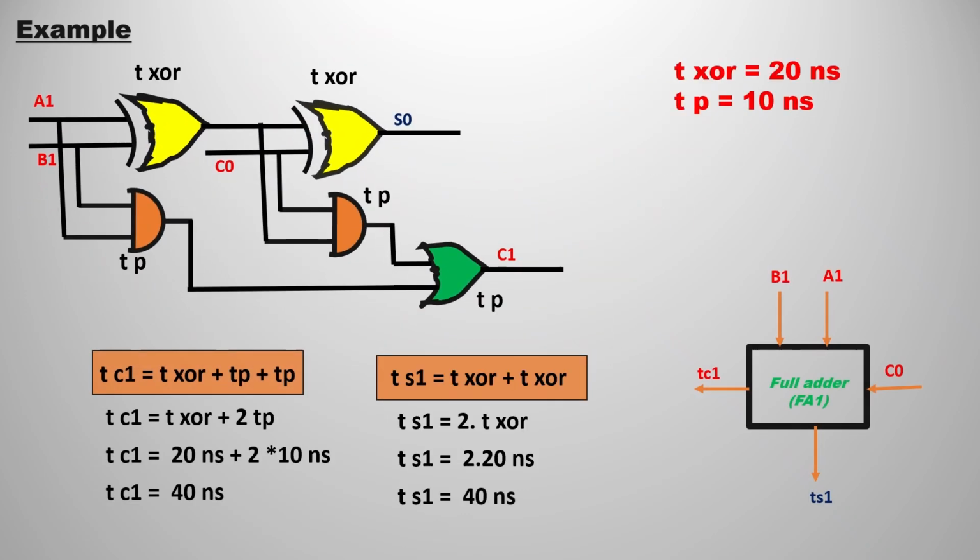If you observe the two expressions, that is the TC1 and TS1, the TC1 is T XOR plus 2 TP and TS1 is 2 times T XOR. So this is for the first full adder. In the same way we are going to have all the full adders' output expressions of T, that means the propagation delay of carry and the sum. So let's see that.